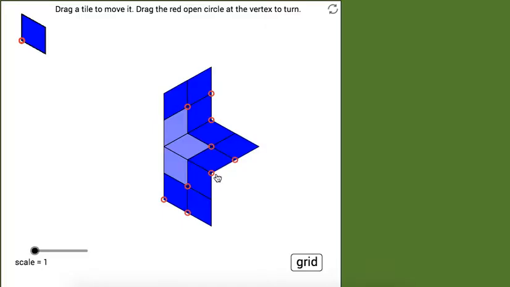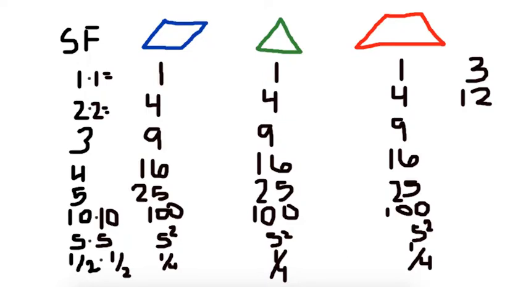If we go a little bit further and we look at it with a scale factor of 3 and we built it out, we would find that it needs 27 blocks. And if we have a scale factor of 4, we would find that it would need 48 blocks. So we are not following exactly the same pattern.